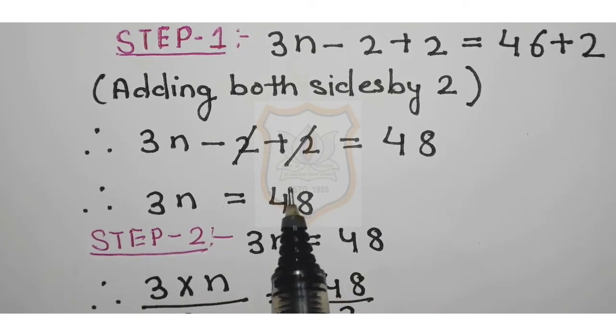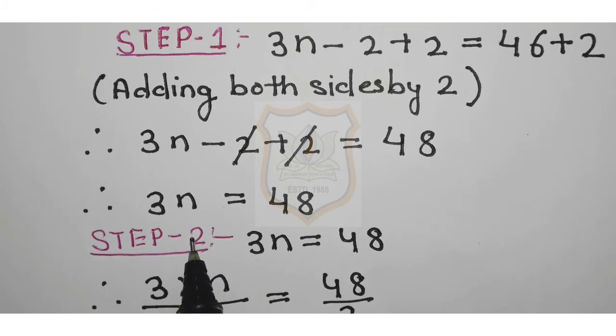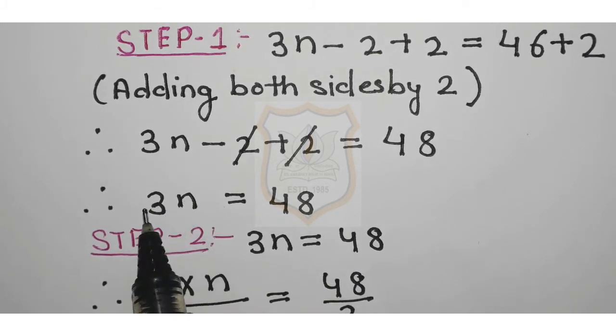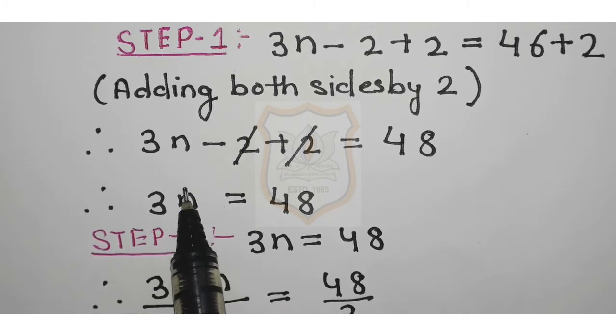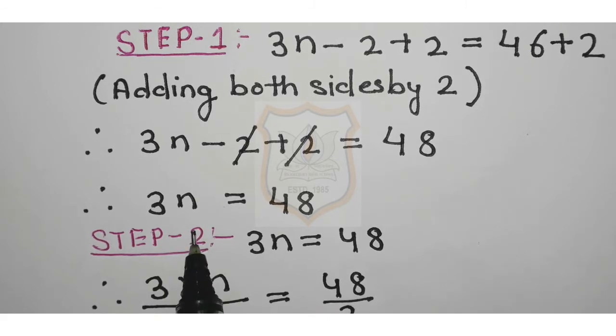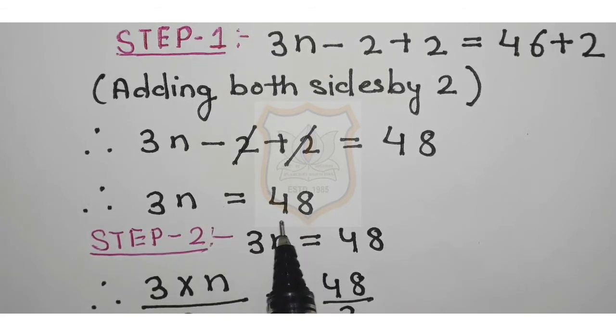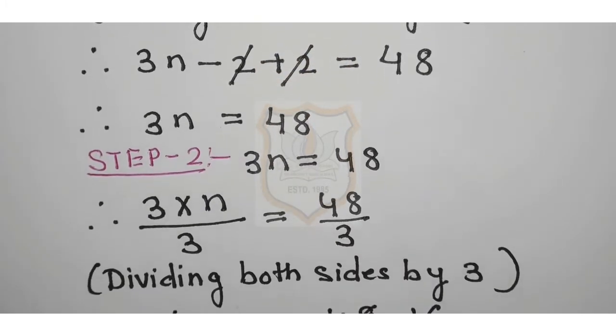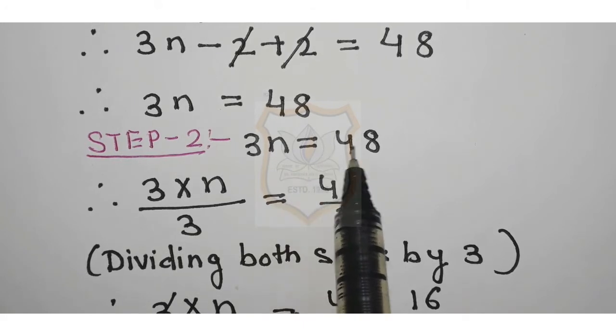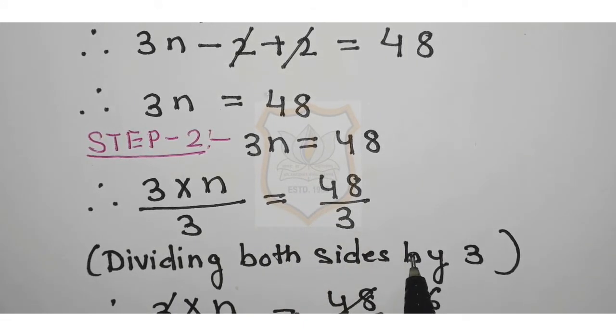Now, students, the second step is, we have to separate this 3 from the variable n. This constant term 3 from the variable n. To separate this 3 from n, we have to divide this 3n by 3 and 48 also by 3, because we have to divide both sides of the equation by 3 to maintain the equality. So step 2 is, 3n is equal to 48, dividing both sides by 3.